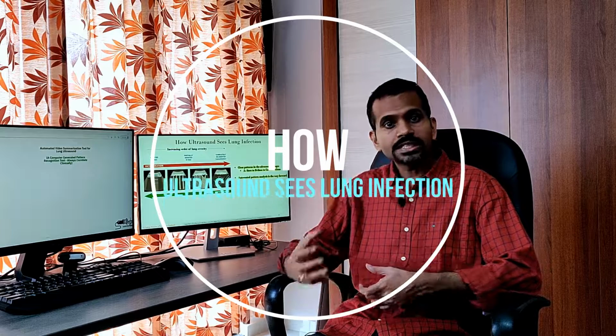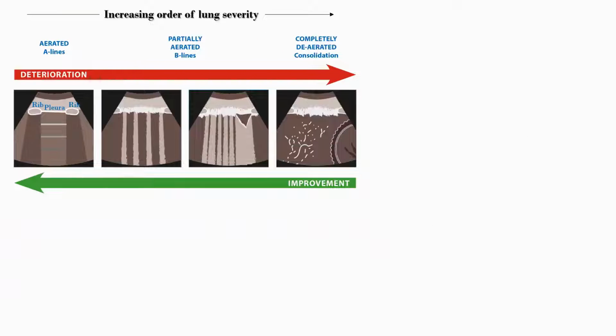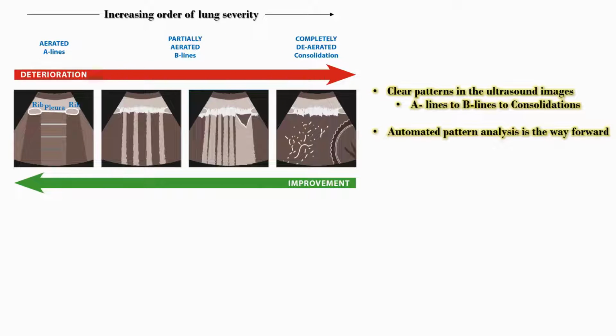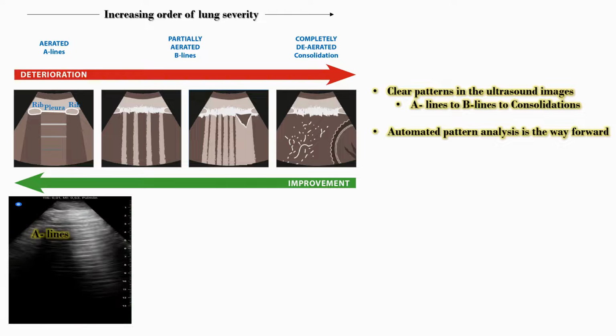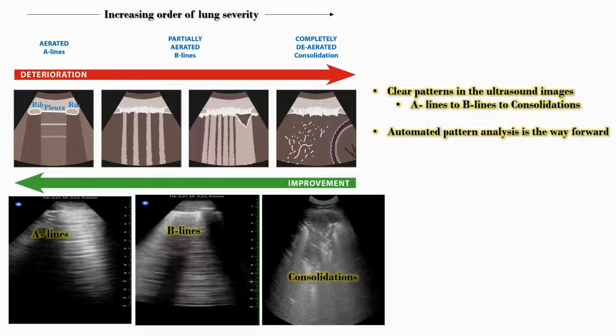Now with respect to COVID-19 or lung infection, how does ultrasound help, or how does ultrasound see the COVID-19 infection? From the studies done over the past few years, it is very clear that the different states of the lung, from a perfectly healthy lung to a very unhealthy lung, the abnormality and the severity of infection, everything is clearly evident from ultrasound images or frames in the form of crystal clear patterns.